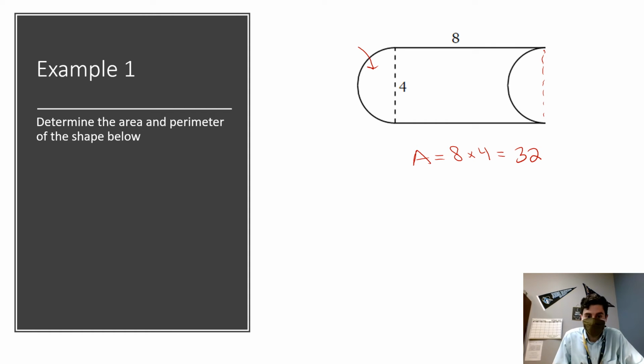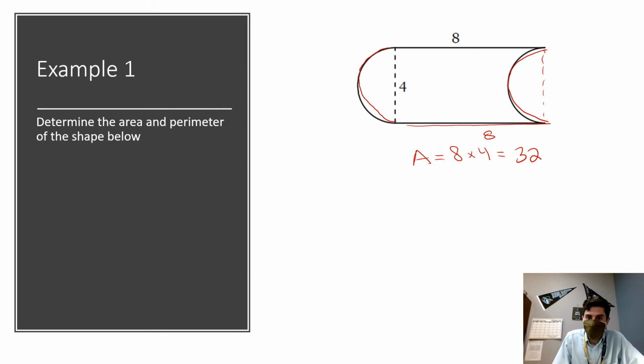Now perimeter is a little bit more tricky. To find the perimeter, we need to find this length right here, this curved length, which is going to be the same as the curved length on the other side. And then the length at the bottom, which would be 8, and the length at the top, which would be 8. You cannot just add 8 and 4. Okay, 4 is not on the outside of this shape, so don't just add 8 and 4.